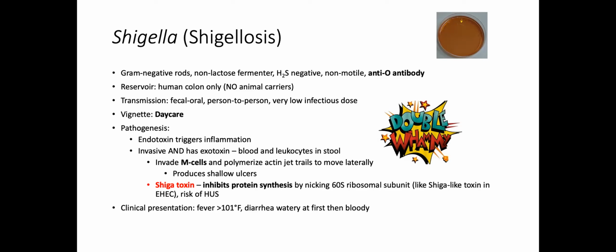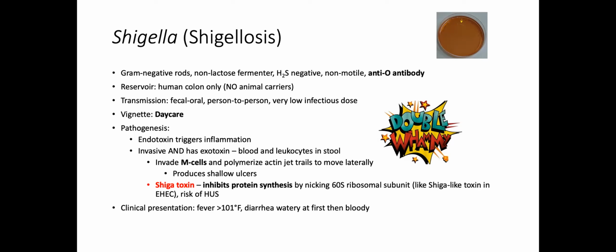So thinking about a vignette, how are they going to ask the question? Think about daycares, that fecal-oral transmission, and it requires a very low infectious dose. So just a few of these Shigella can get you sick. Our pathogenesis is going to be our endotoxin triggers that inflammation. So it's invasive and it has exotoxin. So it's a double whammy. So we've got blood and leukocytes in the stool.